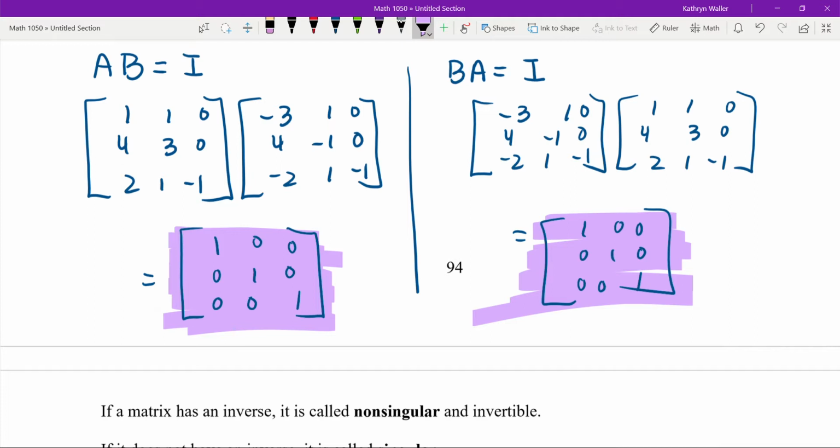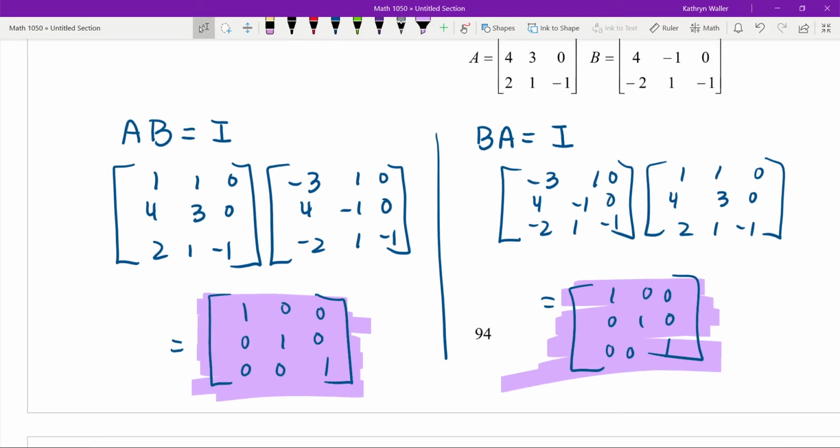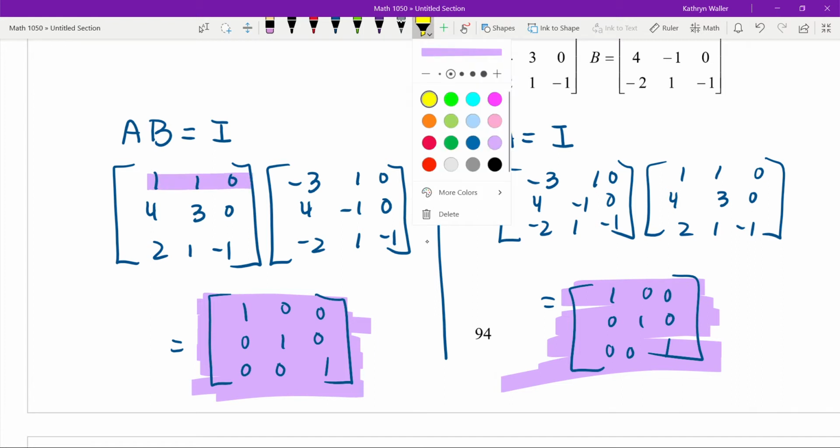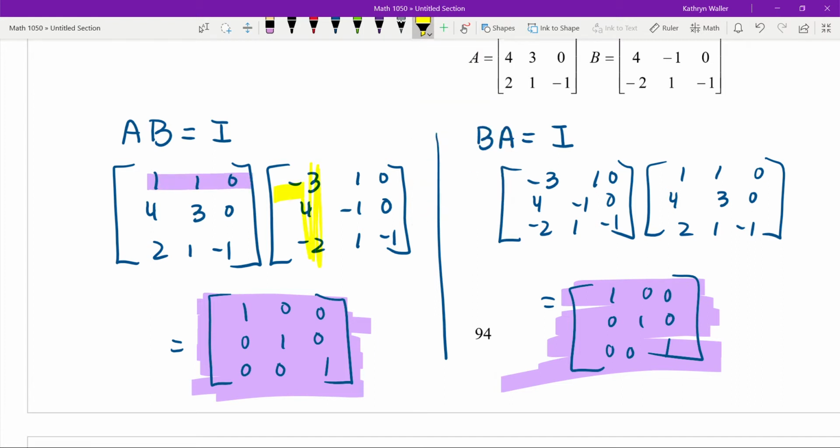Okay? Now, just look right here for 2 seconds. Let me do a couple of things. Look right here. This row times this column. 1 times -3 is a -3. 1 times 4 is a 4. 0 times -2 is a 0. Add those together, I get a 1. Change columns. This is the column I'm doing now. So I would go 1 times 1 is 1. 1 times -1 is -1. 0 times 1 is 0. Combine, I get a 0.